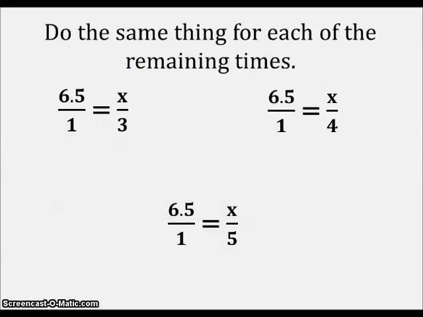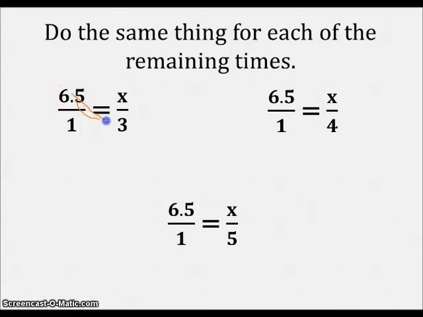Well, let's set up our proportions the same way. The only thing that's changed is our number of minutes here that we're looking for. Our original proportion hasn't changed. It's still 6.5 to 1, but our number of minutes has changed, right? On how many minutes we want to know. We want to know how many hot dogs per 5 minutes, per 4 minutes, per 3 minutes, right? So we're going to solve these in the same fashion.